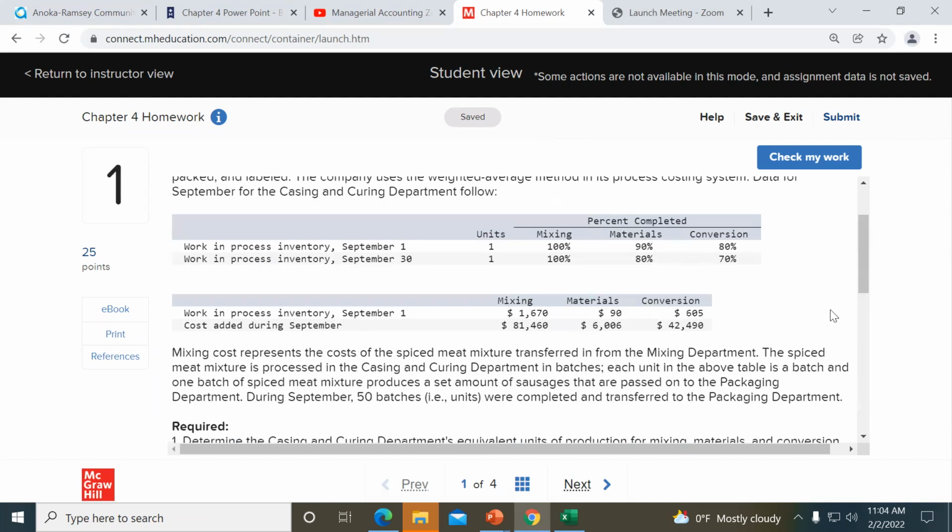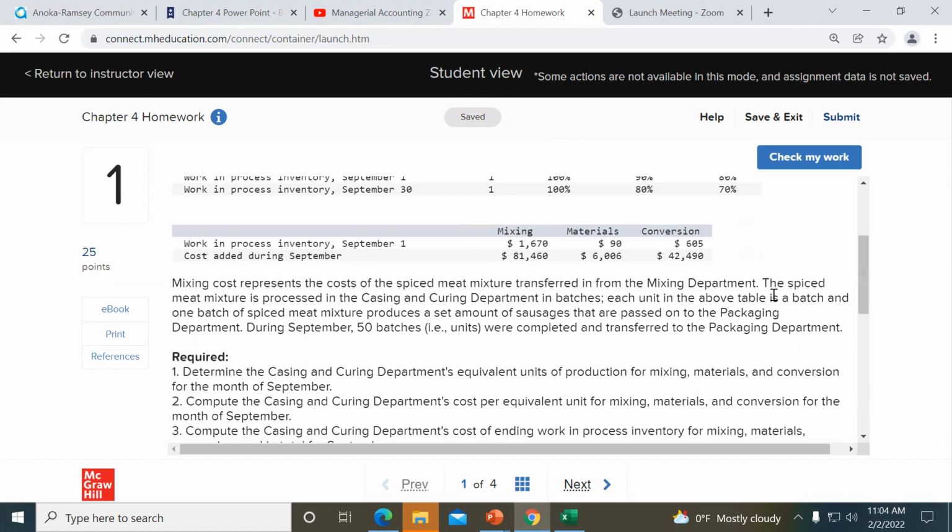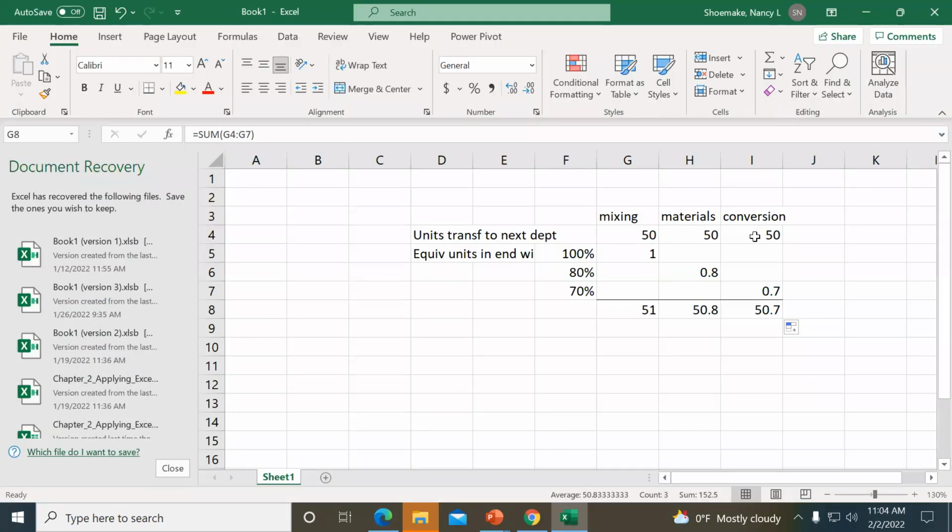It told us work in process at the beginning was 1 unit, work in process at the end was 1 unit. It told us that 50 batches were completed and transferred. So what are our equivalent units of production for the month? Wouldn't it be the amount transferred plus our ending work in process? Which is how we're doing it here. The amounts transferred plus our ending work in process 1 unit. The mixing was 100%. This was 80, this was 70. Okay.